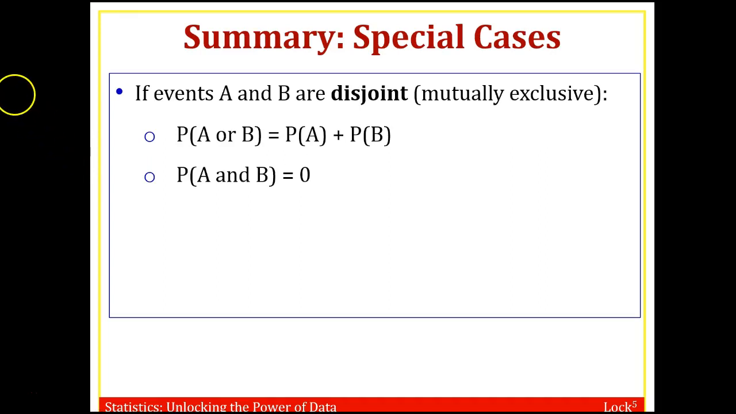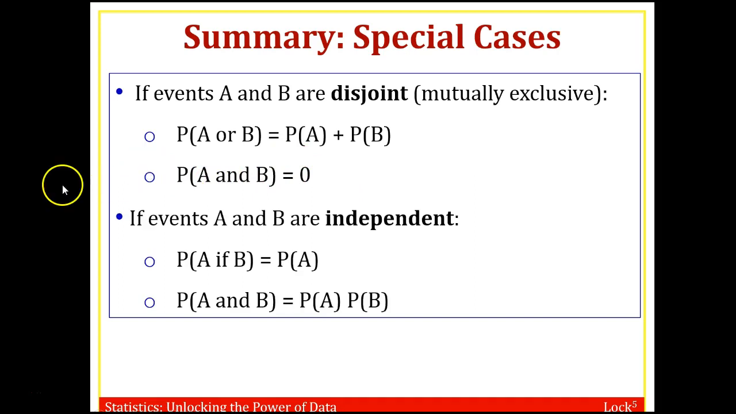All right, now our summary of special cases. If A and B are mutually disjoint or mutually exclusive, also called disjoint, we could simplify the additive rule. So the probability of A or B is the probability of A plus the probability of B. And we know A and B can't happen at the same time. And if events A and B are independent, that means the probability of A if B is just the probability of A. B has no effect on A. And another way to think about that is the probability of A and B both happening is the probability of A times the probability of B.